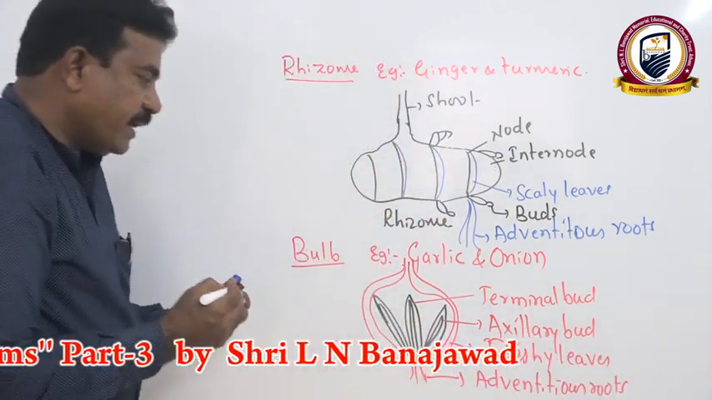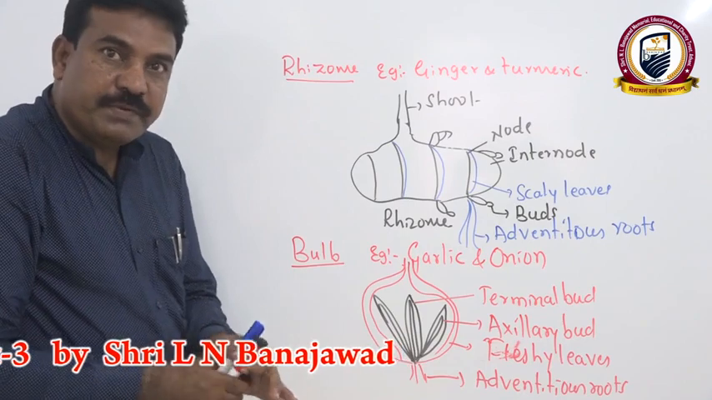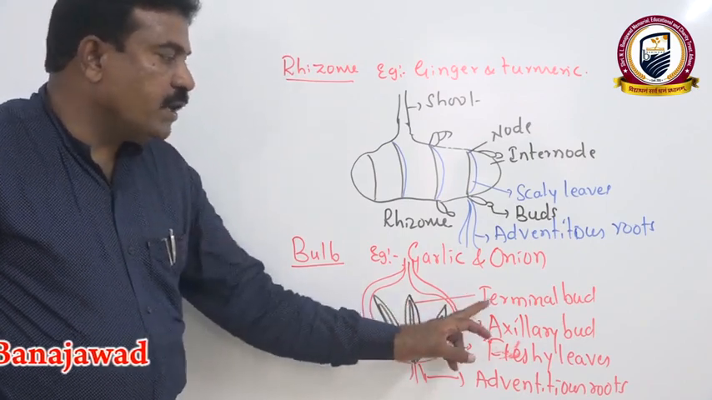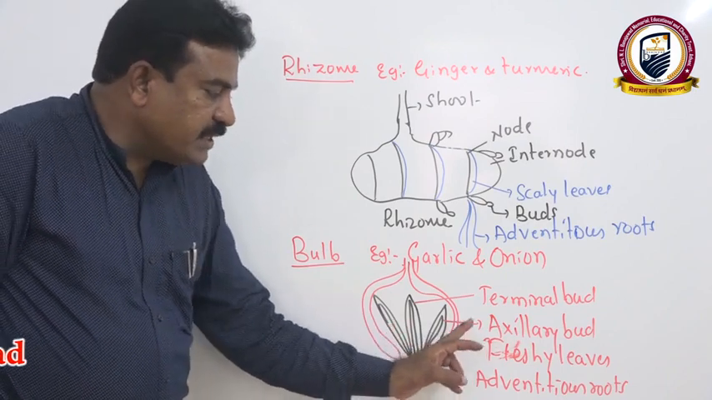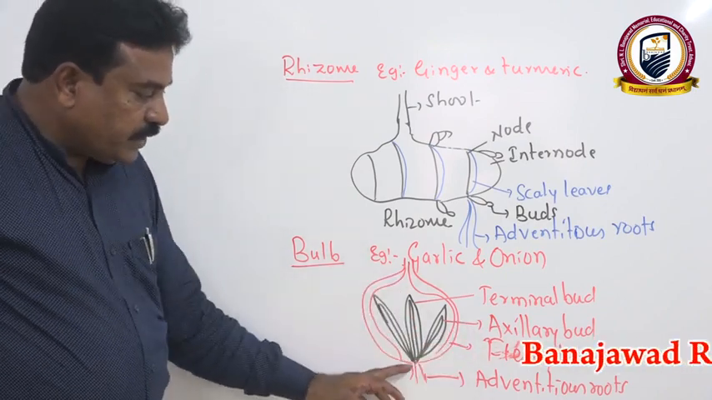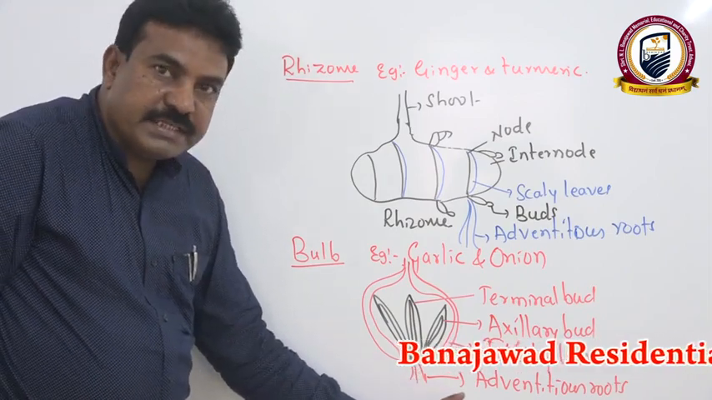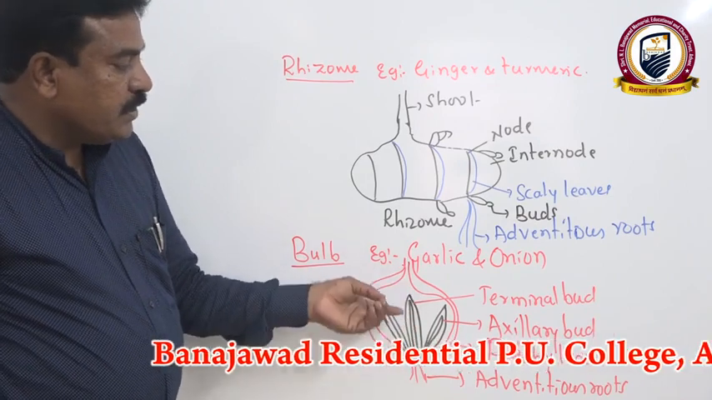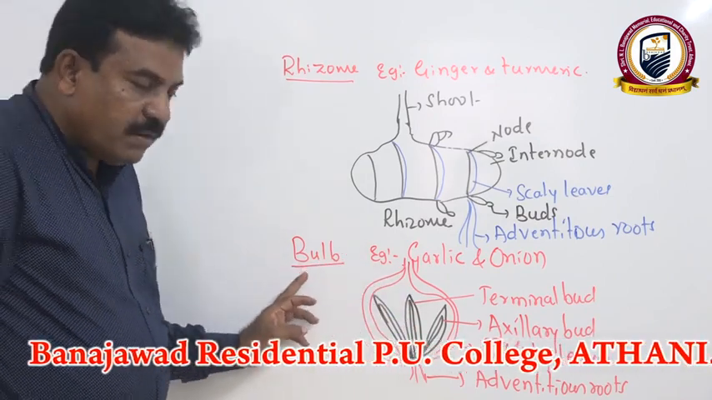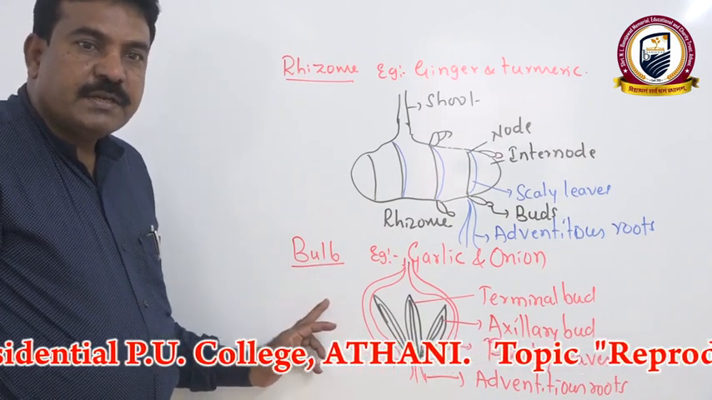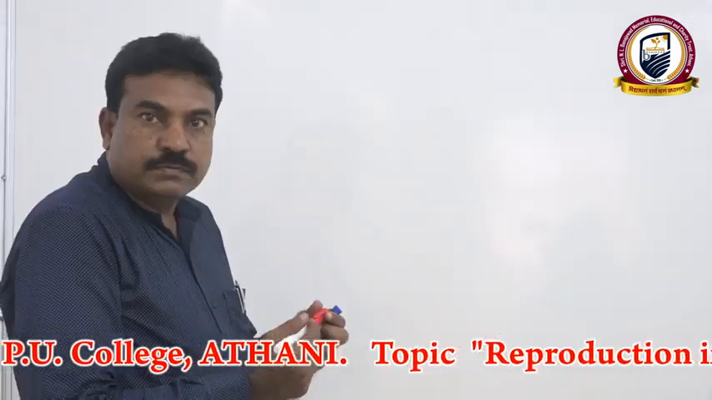See this diagram, it's an underground stem modification like a bulb, and in the center we have one terminal bud, two or more axillary buds are there, and they are protected by fleshy leaves with basal adventitious roots. These axillary buds germinate to produce new young plantlets, hence bulb also plays a very important role in vegetative propagation as well as the pollination process.